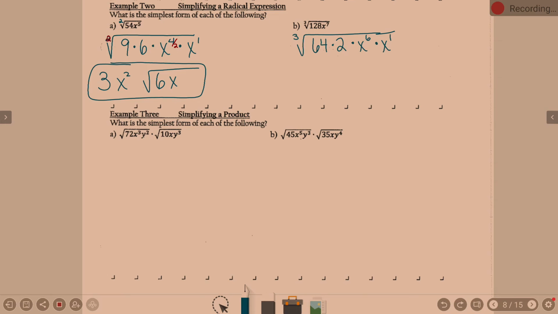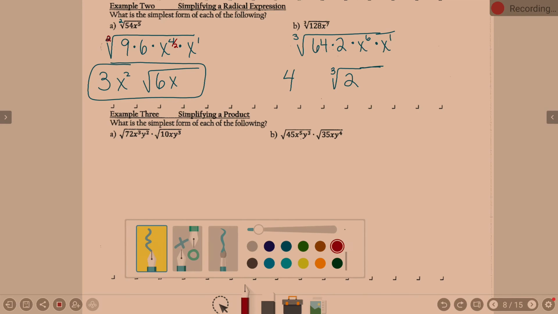Okay. So now I'm just ready to break it out. Can I do the cube root of 64? Yes, the cube root of 64 is 4. So I put a 4, that goes outside my radical sign. Can I do the cube root of 2? No, so what's it going to do? It's going to stay under the radical.